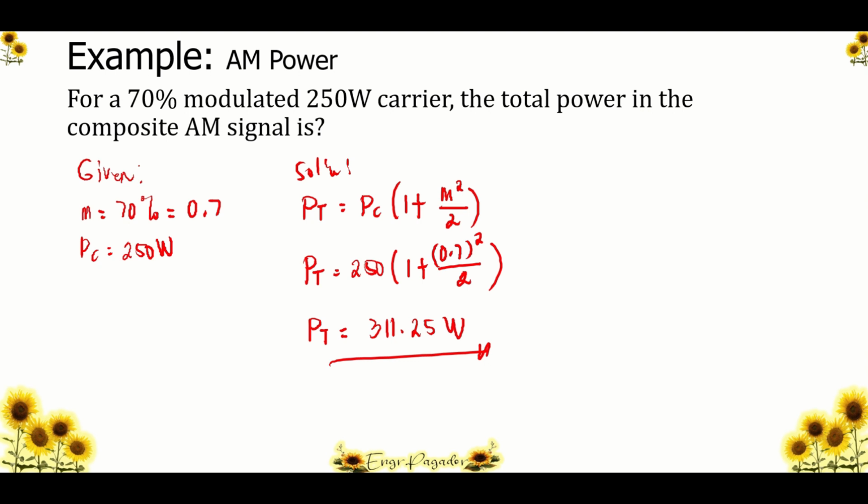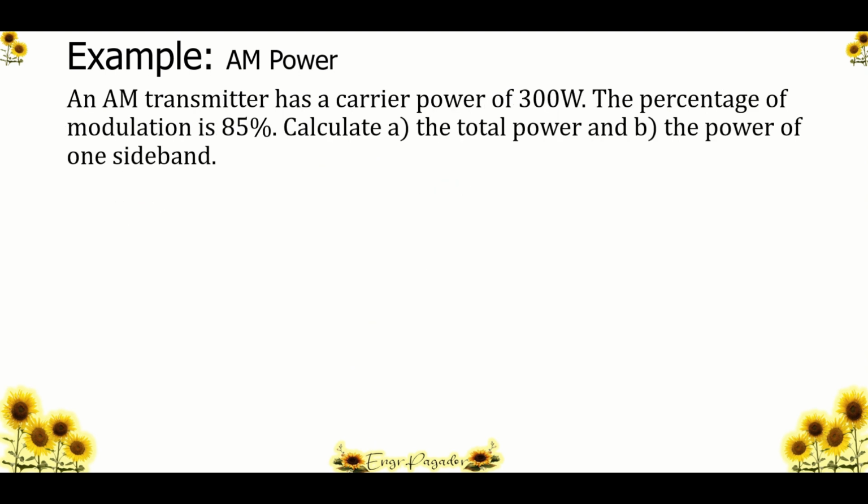Madali lang siya. Parang substitution lang, if you know the formula. So, an AM transmitter has a carrier power of 300 watts. The percentage of modulation is 85%. So, calculate A, the total power, and B, power of one sideband.